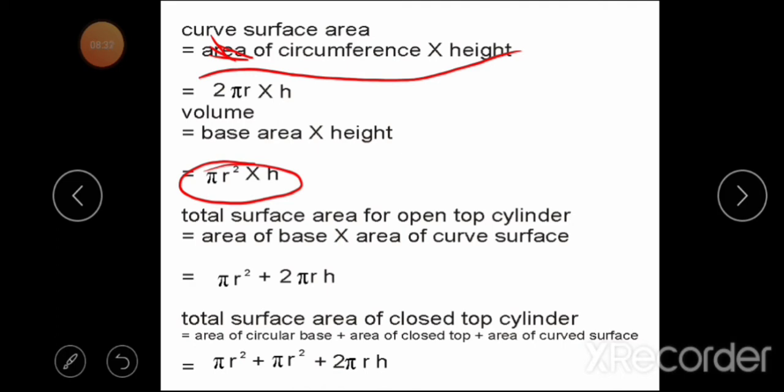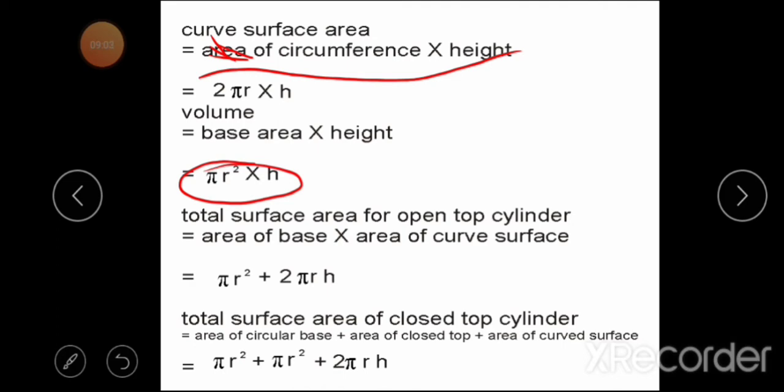Then we have the total surface area for an open top cylinder. The total surface area of an open top cylinder is the area of the base plus the area of the curved surface. And now the base is circular in nature.